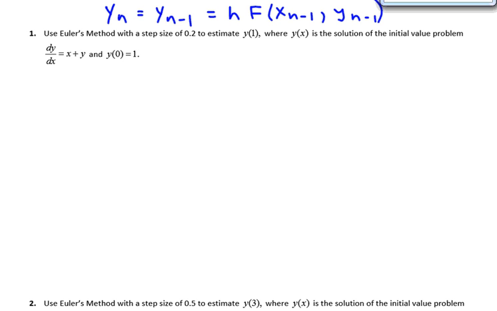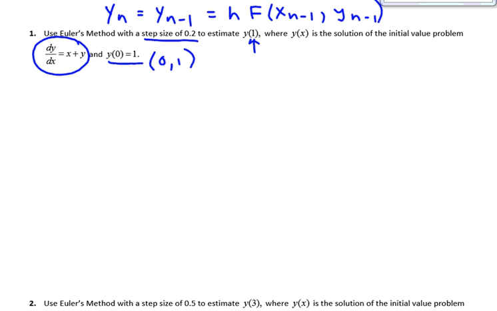They give us the step size. Sometimes they'll give us the step size, and sometimes they'll give us an interval, and we have to calculate the step size. So we have a step size of 0.2, and we want to estimate y of 1. Okay, so what is an approximation of our y value when x is 1, where y of x is the solution of the initial value problem. So that's just saying this is our differential equation, and our initial value is given at the point 0, 1.